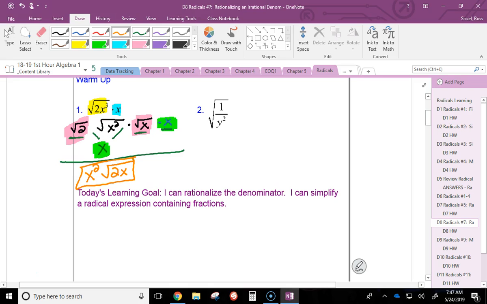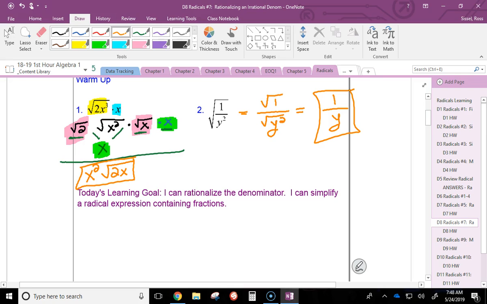So, the square root of 1 over y squared. Okay, what should this be? This one shouldn't take long at all. Yeah, square root of 1 is 1. Y squared is y.